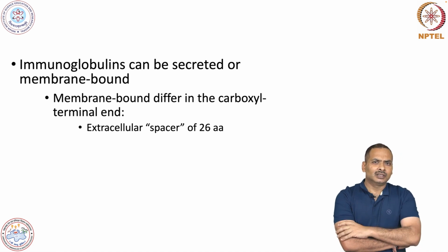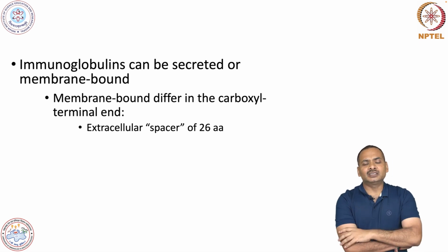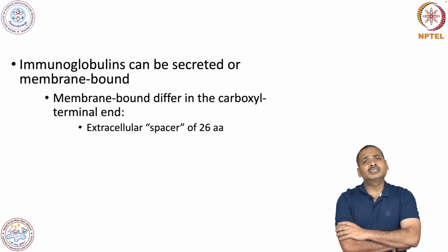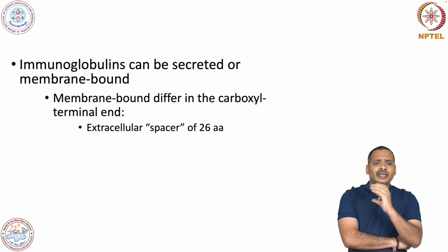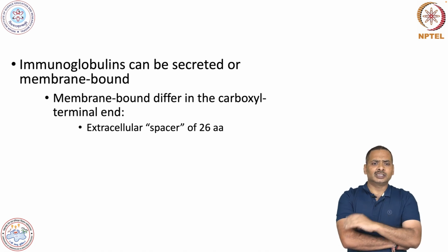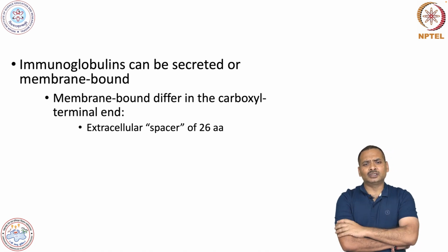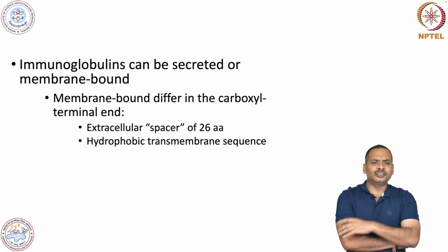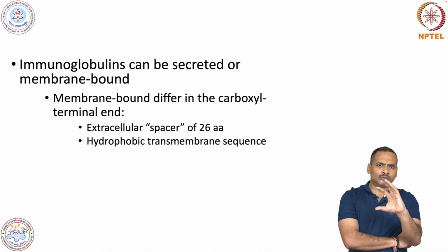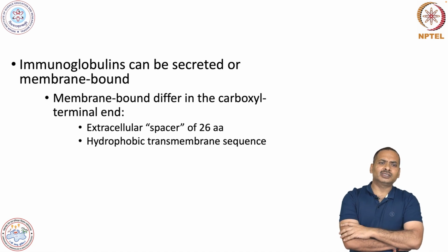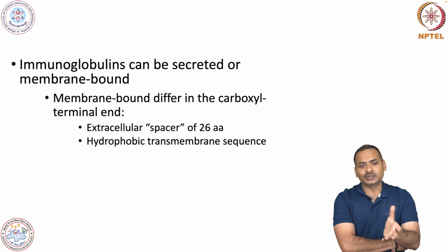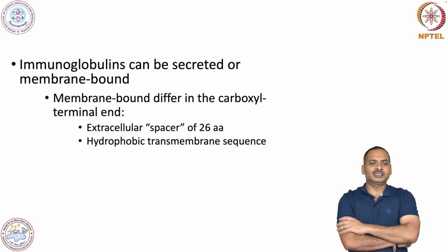part of the constant region of the heavy chain will have something additional. Here you can see that this C terminal end will have an extracellular spacer which consists of 26 amino acids. It is mainly hydrophobic in nature. So most of the 26 amino acids will be hydrophobic, and it is quite obvious because this is a transmembrane sequence.